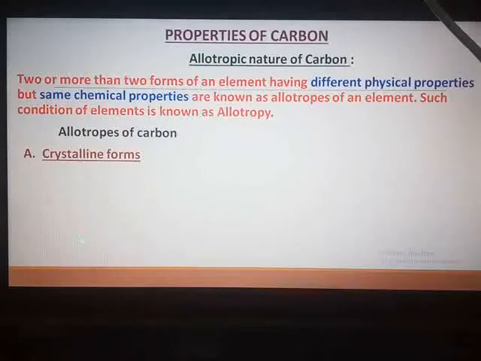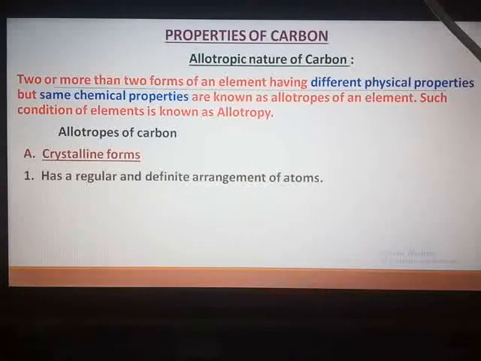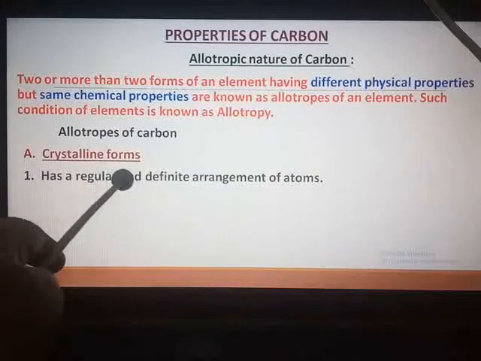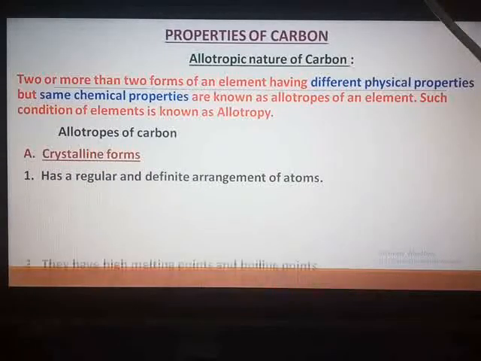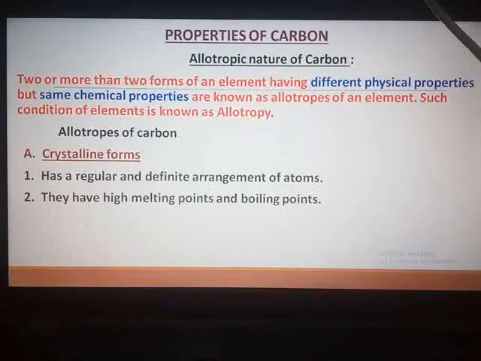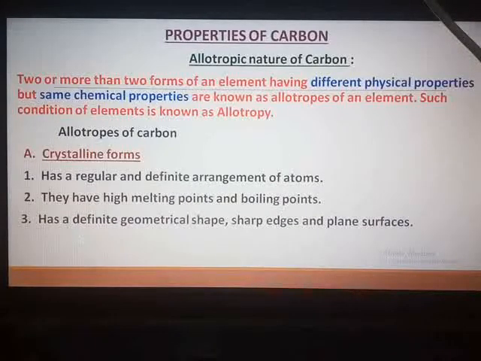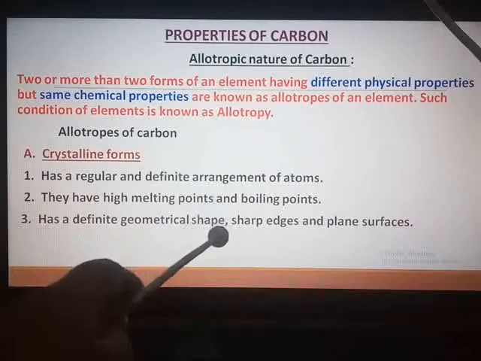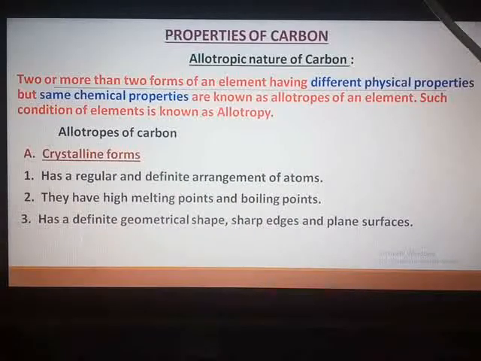Now crystalline forms, the word itself tells you that there is some definite arrangement of atoms in the form of a crystal. So the first property is that it has a regular and definite arrangement of atoms. High melting and boiling points are possessed by them, and they have a definite geometrical shape, sharp edges and plane surfaces. This can be a direct question in the exam: give the properties of crystalline forms of carbon.